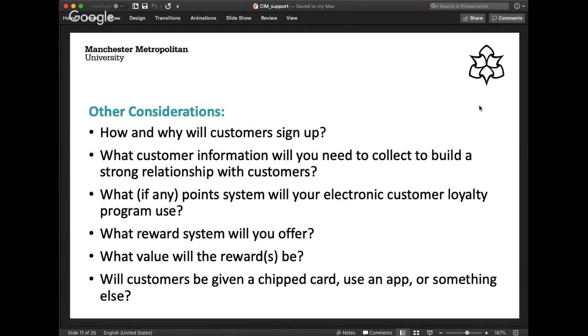So you need to really think about some other considerations as well throughout this work. Some questions have been asked of me that I actually want to ask back of you. How are customers going to sign up to your loyalty program, and why are they going to sign up to your loyalty program? So you really need to think about this carefully.